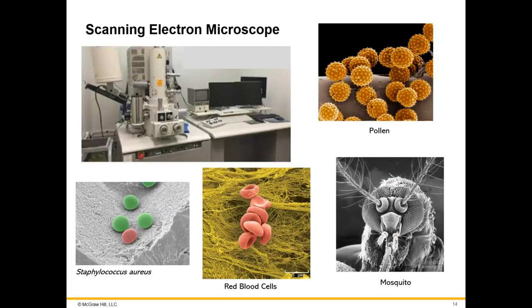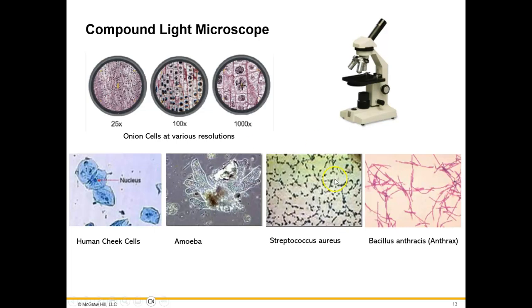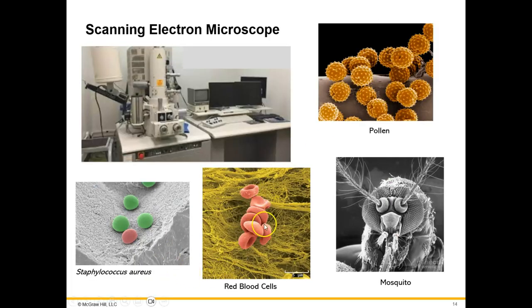Scanning electron microscopes are able to get to such a fine range that it almost looks computer generated whenever we are looking at these images. You can tell we're looking at Staphylococcus aureus again with a much better resolution than it was in the previous image, where this is all we could hope to see. Here are red blood cells. This is the face of a mosquito under a scanning electron microscope. And then here is an example of pollen.